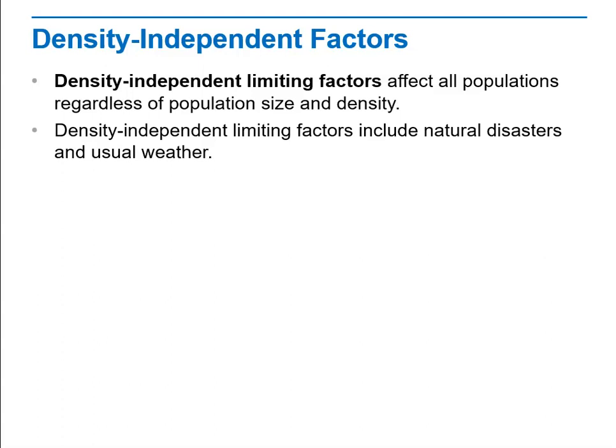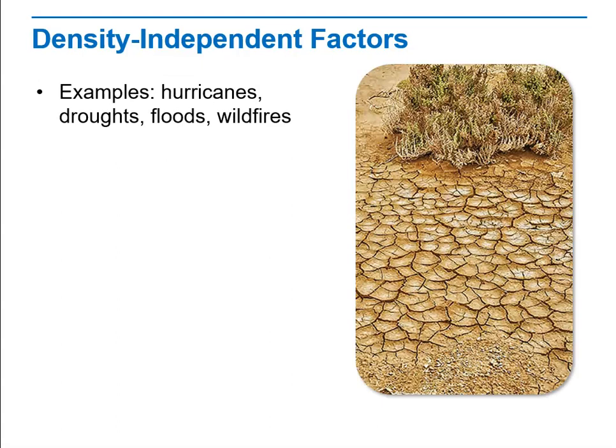Now that was a density-dependent factor, but density-independent factors can also cause these crashes. Things like hurricanes, droughts, floods, wildfires. Those can have a devastating effect on a community and the populations within that community. Events such as storms can nearly extinguish local populations of some species.